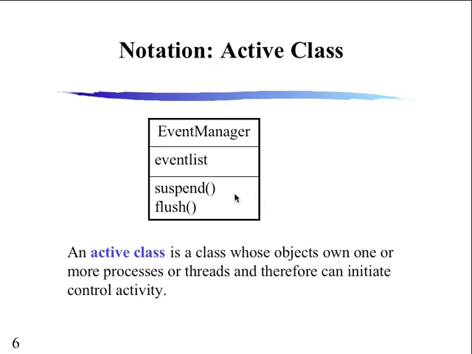So in terms of the notation for an active class, we're looking at nothing more than a darker outline. An active class is a class whose objects own one or more processes or threads and therefore can initiate control activity. So the elevator controller would be an active class in that entire system. It's not going to be passive, so it's active versus passive. Passive, you call the button and you illuminate it, make it red, make it green, and then it goes away, it goes to sleep.